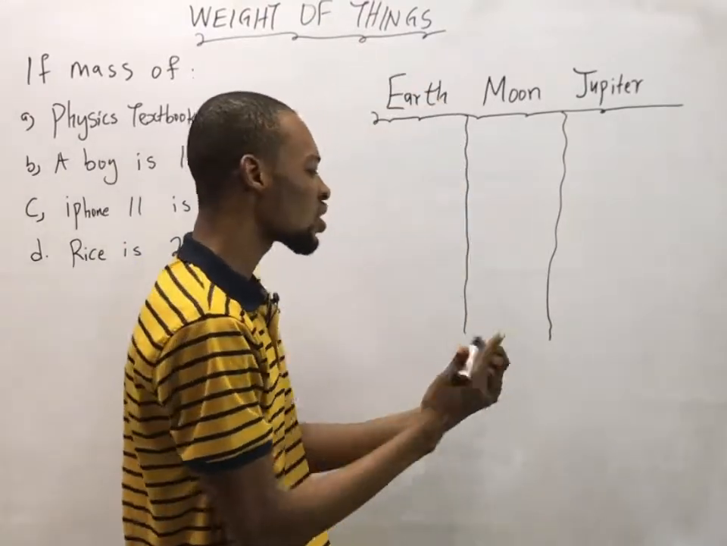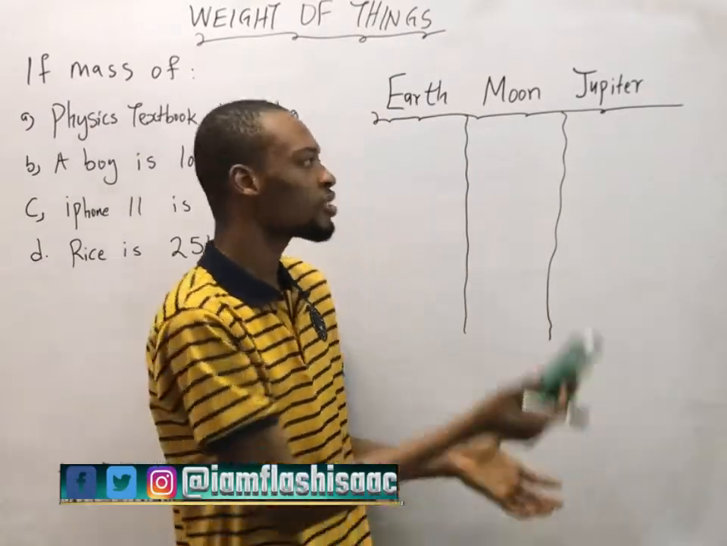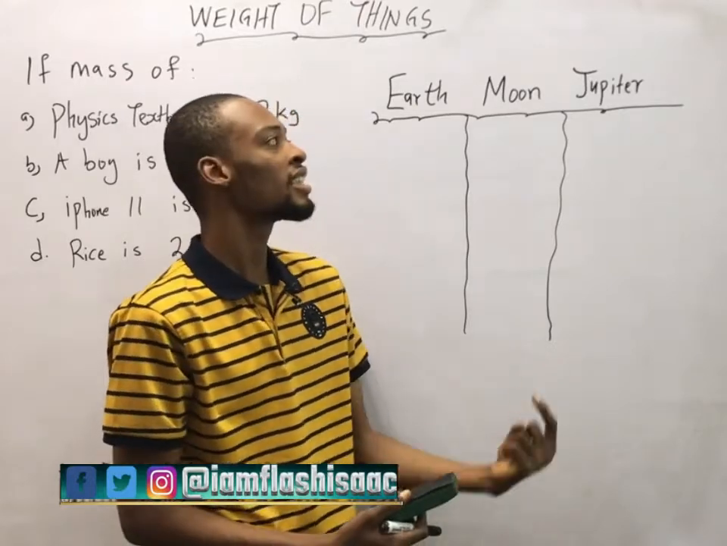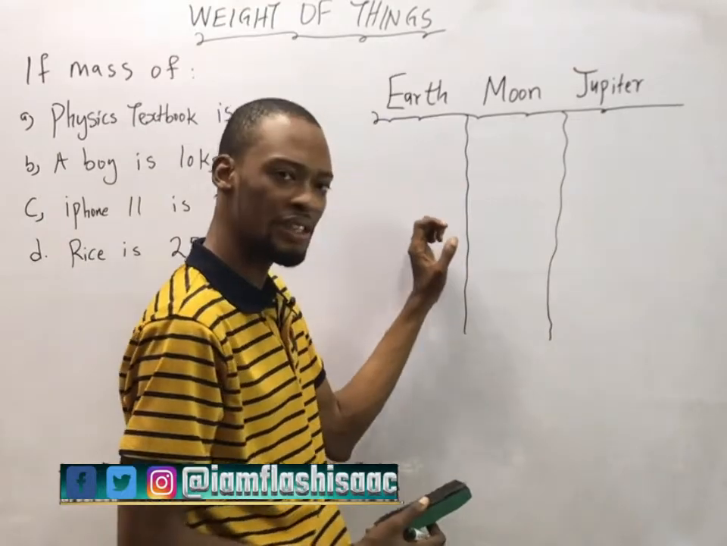So there is a force that pulls objects down. That is gravity. When you throw something up, it tends to come down. In fact, anything that goes up tends to come down. This is as a result of gravity.